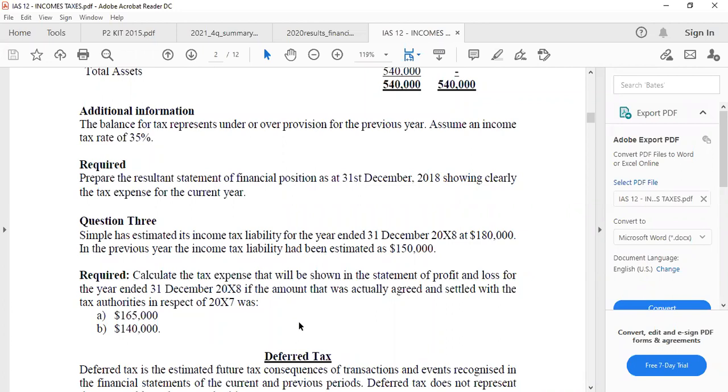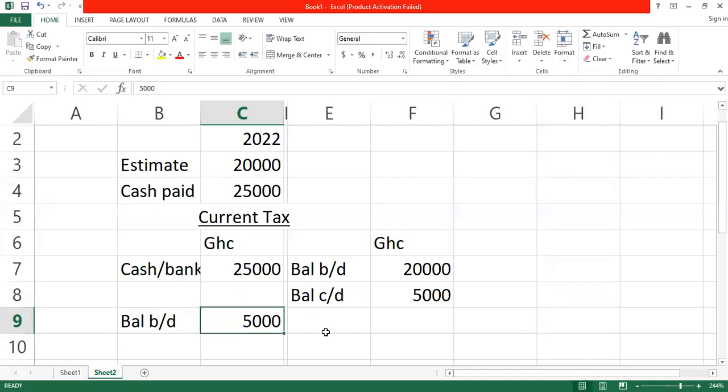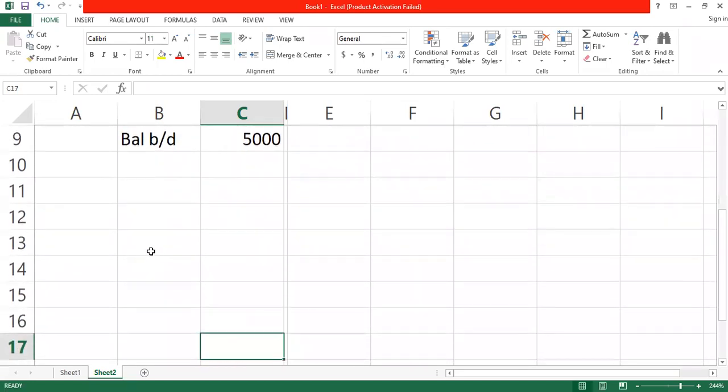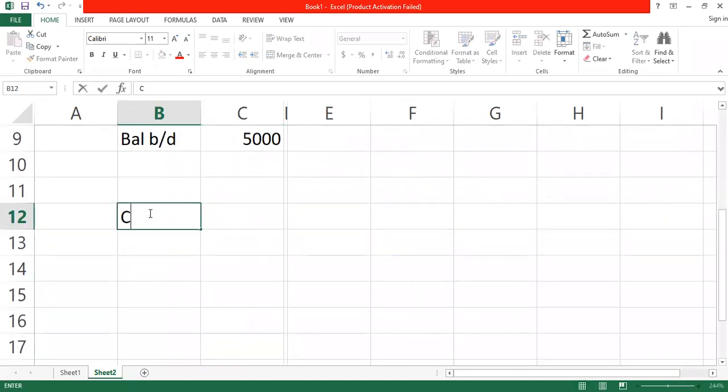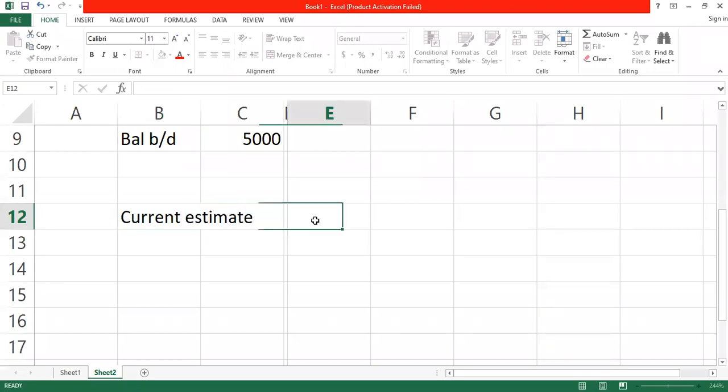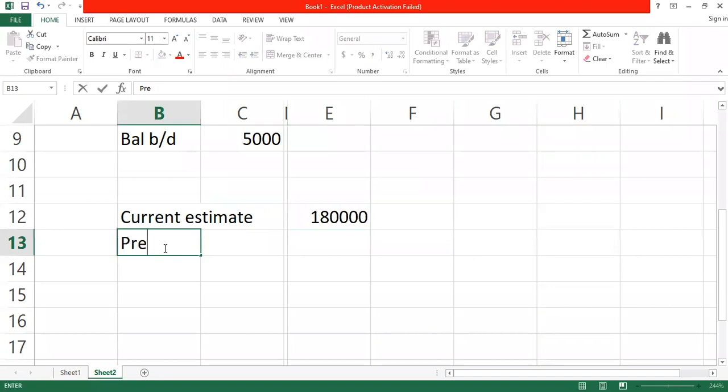B, $140,000. Okay. So let's take that one by one. So our current year estimate is what? On the question, what is the current estimate? The current estimate is how much? 180. Okay. What was the previous year estimate?